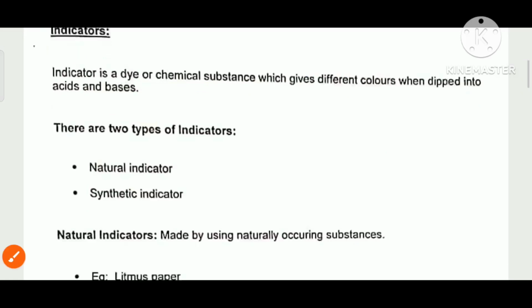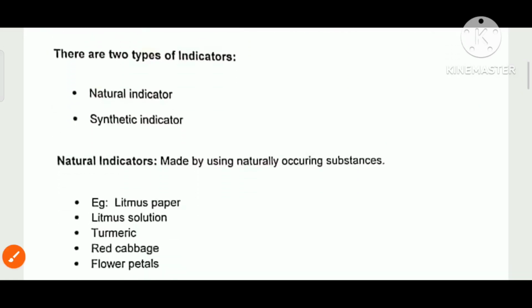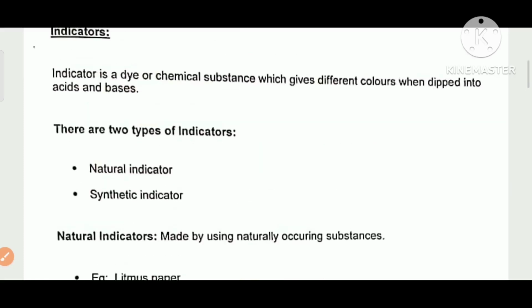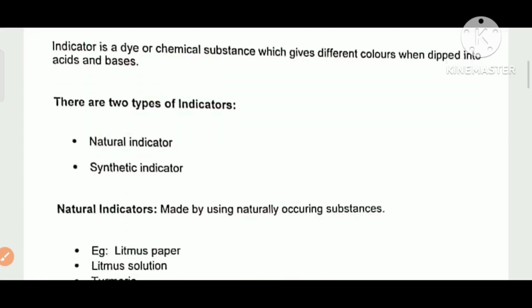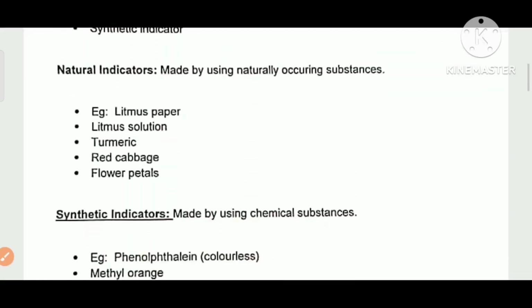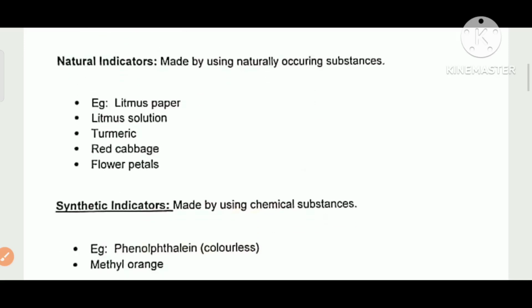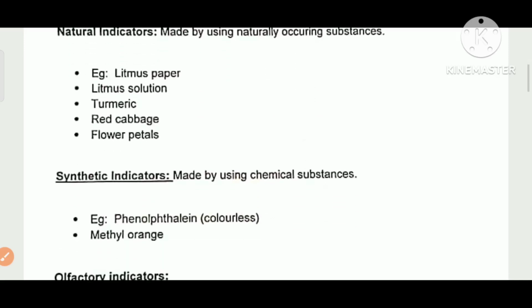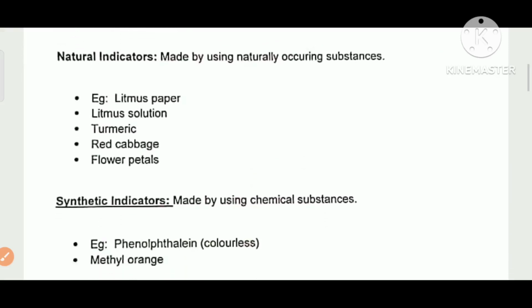And now, there are two types of indicators. One is natural indicator and the second one is synthetic indicator. This is also an important question: What are indicators? That kind of question will arise. Based on examples of natural indicators and synthetic indicators, you may get a question in the upcoming examination. See examples of natural indicators.